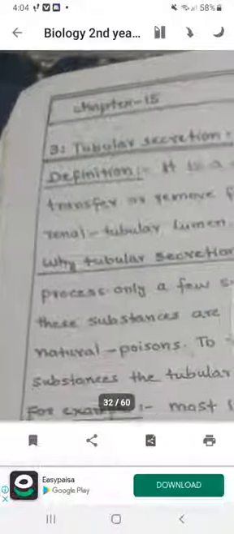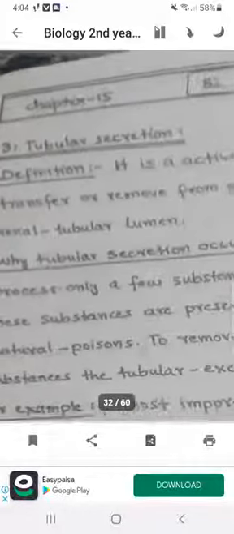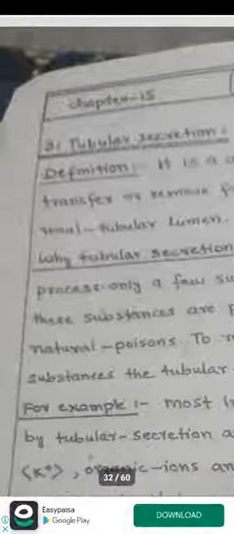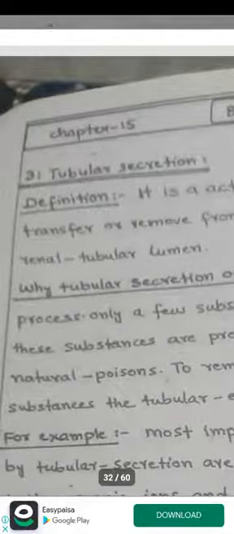Number 3, tubular secretion, definition. It is an active transport in which materials are removed from peritubular capillaries to the renal tubular lumen.